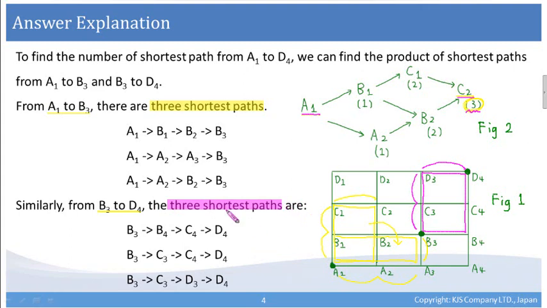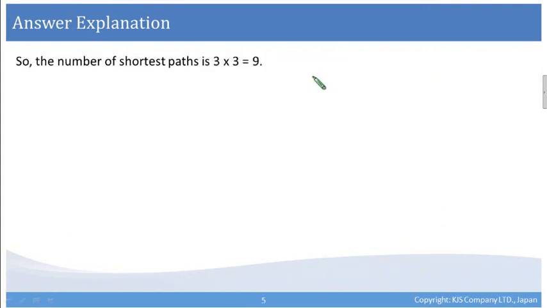The three shortest paths are B3, B4, C4, then D4; B3, C3, C4, then D4; and B3, C3, D3, and then D4. So for each path from A1 to B3, there are three possible shortest paths from B3 to D4. So the number of shortest paths is 3 times 3, which is 9. So the answer is C, 9.